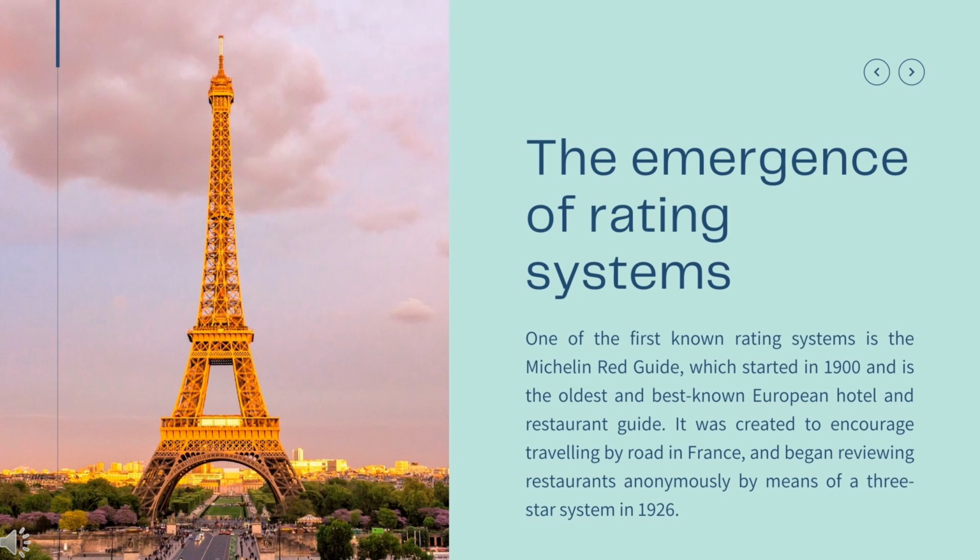Now, one of the first known rating systems is the Michelin Red Guide, which started in 1900, and it is the oldest and best known European hotel and restaurant guide. It was created to encourage traveling by road in France and began reviewing restaurants anonymously by means of a three-star system in 1926.